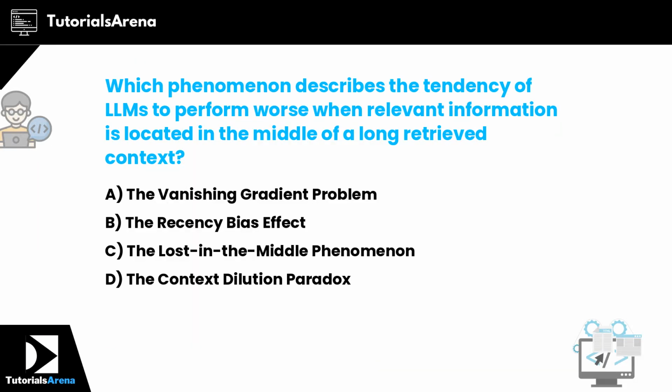Which phenomenon describes the tendency of LLMs to perform worse when relevant information is located in the middle of a long retrieved context? The correct answer is option C, the lost in the middle phenomenon.